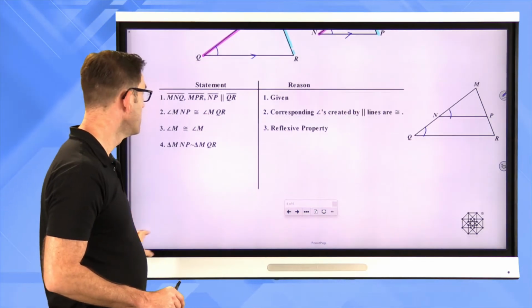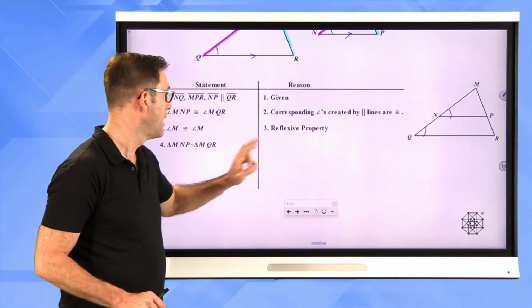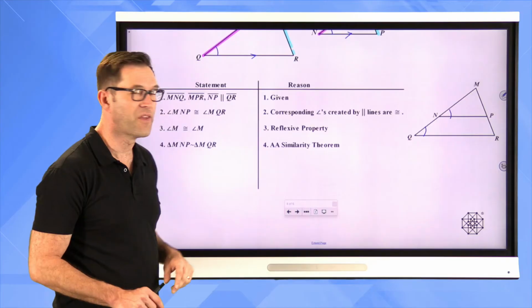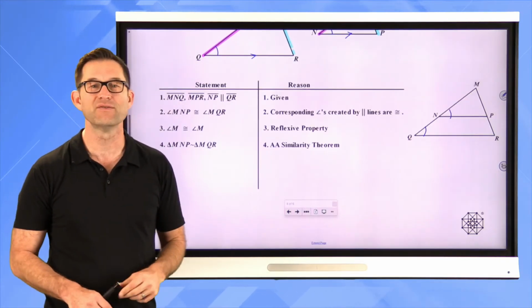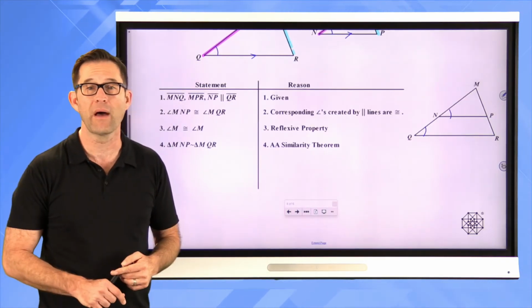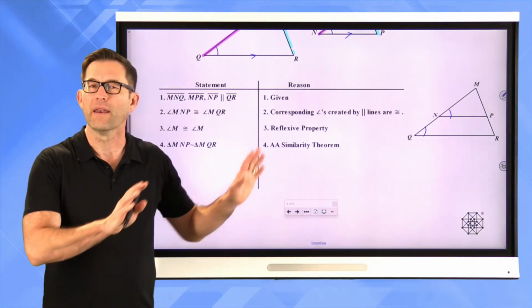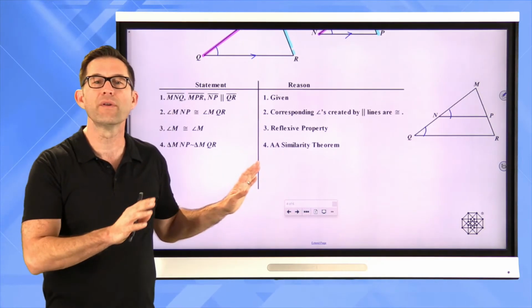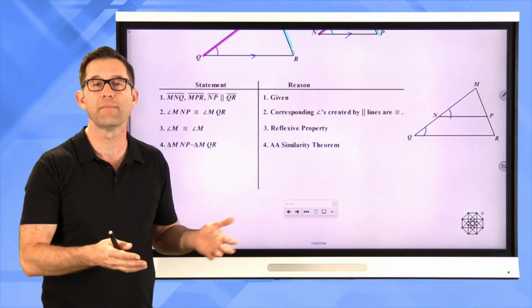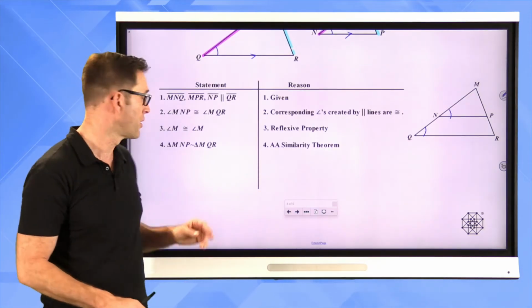Now the reason is, there we go, the angle-angle similarity theorem. The angle-angle similarity theorem. Okay, right? All of that is the equivalent of proving two triangles are congruent, except now we've proven two triangles are similar.